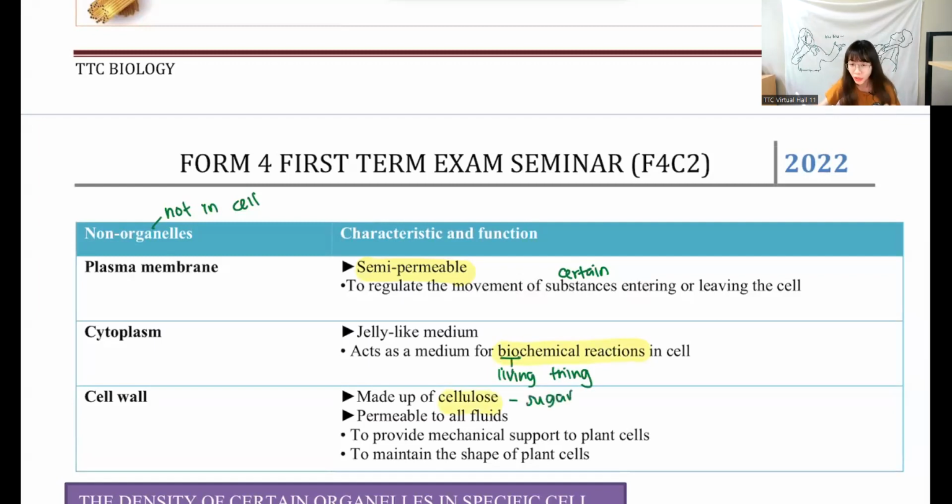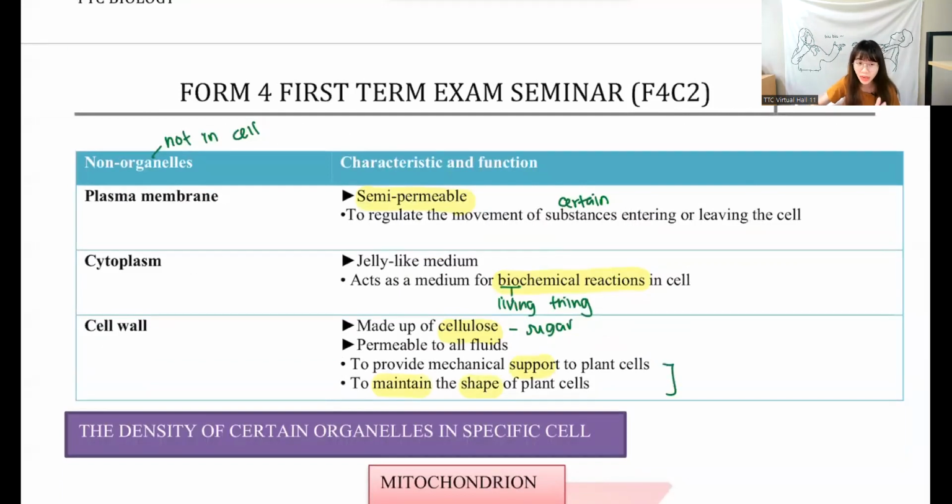So it's a type of sugar that is not sweet. It's a cellulose. And they are permeable to all fluid. They are able to provide support and they are able to maintain the shape of the plant. Why or how can they maintain the shape and provide support to the plant? Because the characteristic of cell wall is tough and rigid. Tough and rigid is the characteristic. So that's why they are able to provide support to the plant to maintain the shape of a cell.